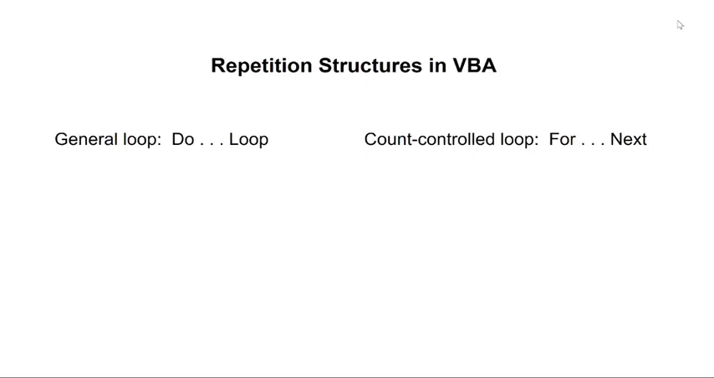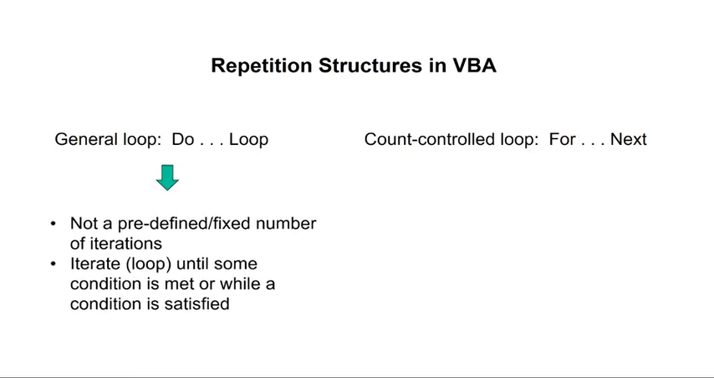All right, moving right along, we are now going to talk about repetition structures in VBA. There are two general types of repetition structures in VBA. There's the general do loop, and there is a count-controlled for next loop. The general do loop is when you're looping not a predefined fixed number of iterations. You're iterating until some condition is met or while a condition is satisfied.